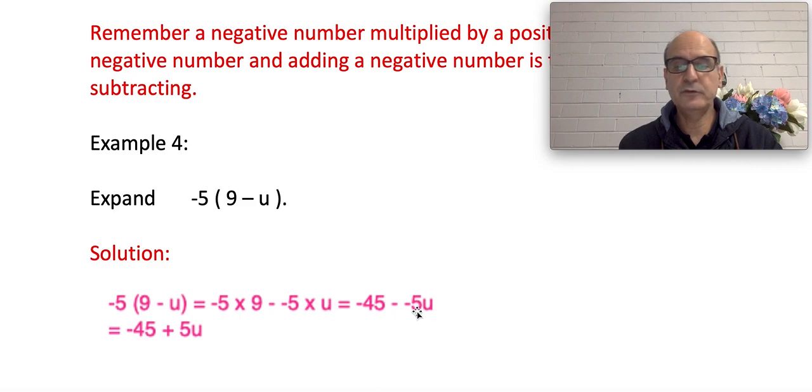Then 5 times u is 5u, and you have minus 5u, because again, negative 5 times u is negative 5u. Negative times positive is negative. And you have another minus here, which was already there. Again, here, we got to remember that when you got minus, minus, that means plus. So these two minus together means plus. So the final answer becomes minus 45 plus 5u, because two minuses next to each other like that means plus.